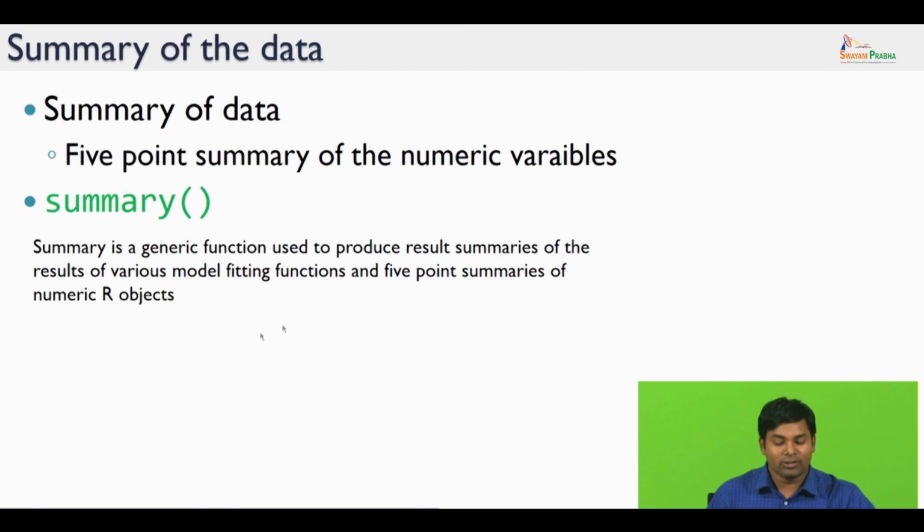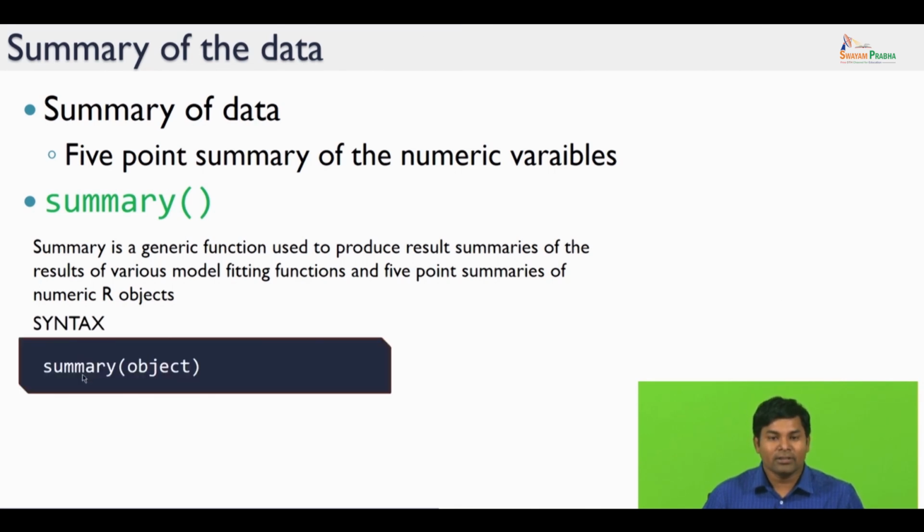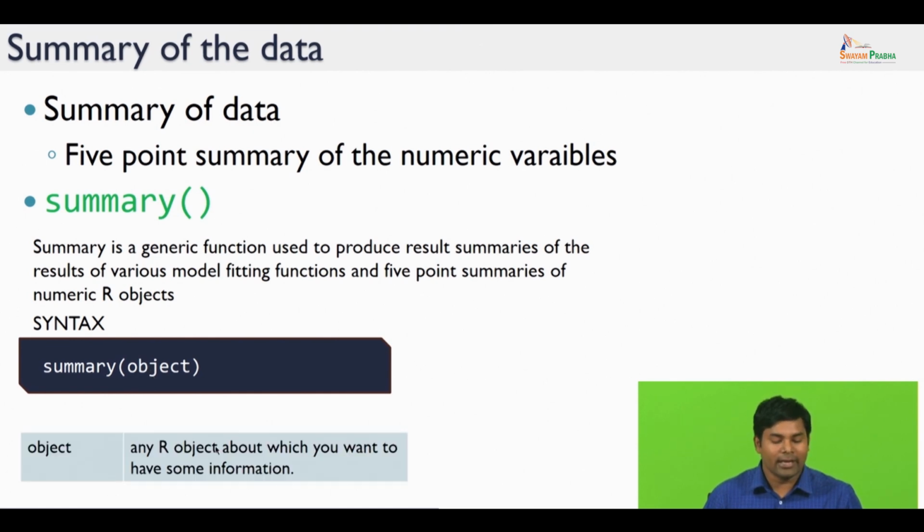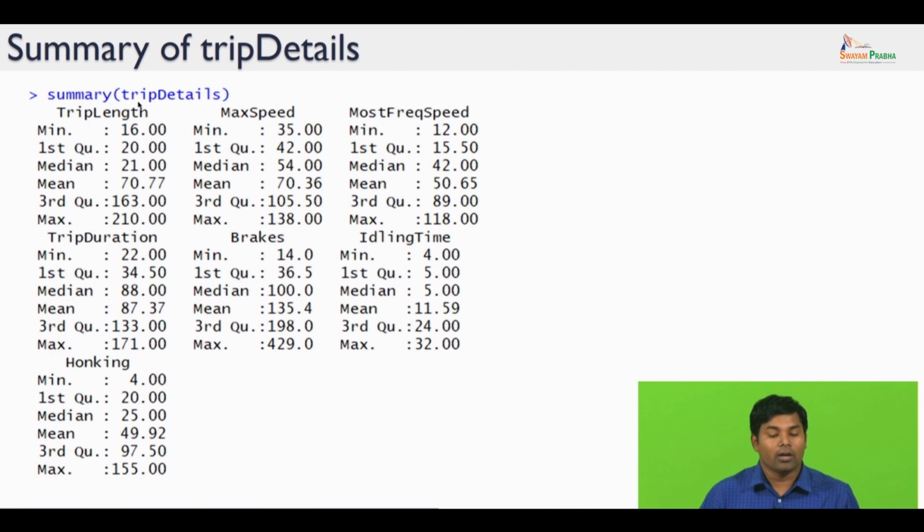The summary function is a generic function used to produce result summaries of the results of various models, and 5-point summaries of numeric R objects. The syntax for the summary function is as follows: it takes one argument, which is an R object. This object is again any R object about which you want to know some information. Let us see the summary for our data frame trip details. When you execute the summary command on trip details, it gives you the 5-point summary for all the 7 variables of your data frame.